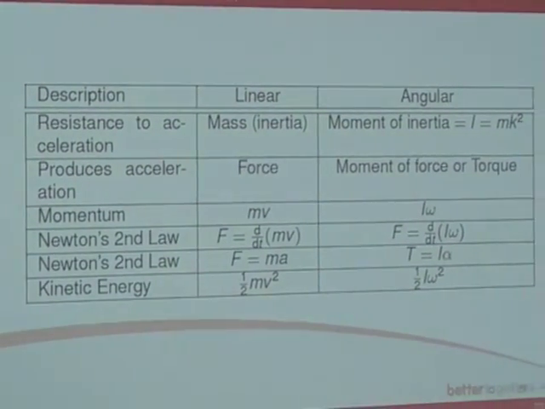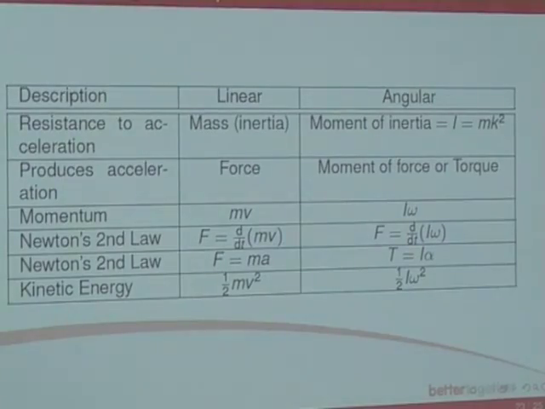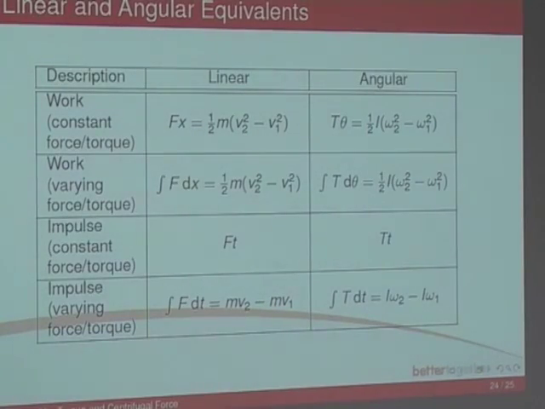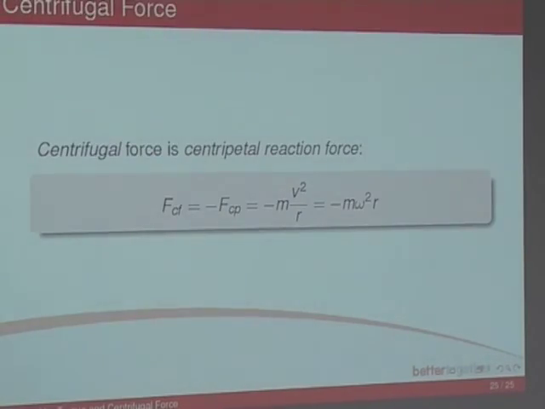And we know there are some angular and linear equivalents. These are the same tables that you've got in the book. So we've got resistance to acceleration, what produces acceleration, momentum, Newton's second law, kinetic energy, and then here we've got work and impulse, for both a constant force or a torque. And we know that centrifugal force is simply minus the centripetal force, which is the mass multiplied by the centripetal acceleration, which for things going round a corner is v squared upon r, or omega squared times r.